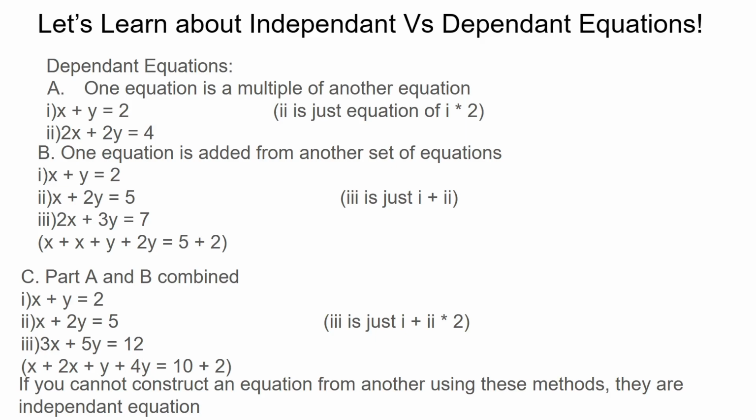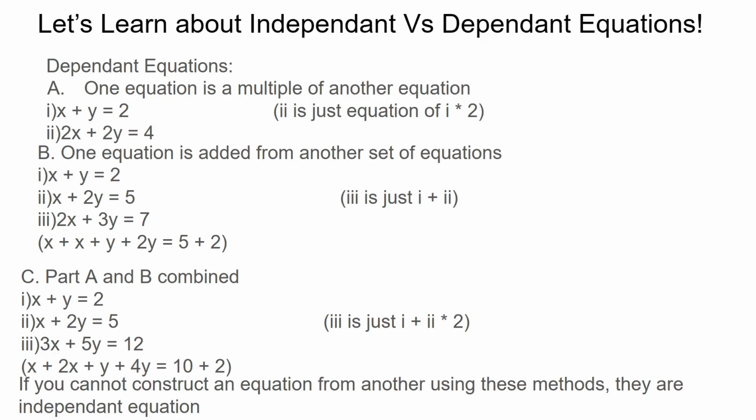Let's learn about independent versus dependent equations. For a dependent equation, one equation is just a multiple of another equation. For example, x plus y is equal to 2, and then 2x plus 2y is equal to 4. Notice that the second is just the equation of the first times 2. Another one is when one equation is added from another set of equations.